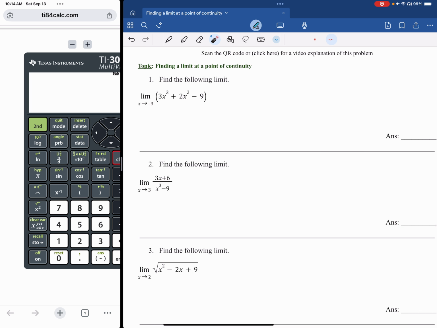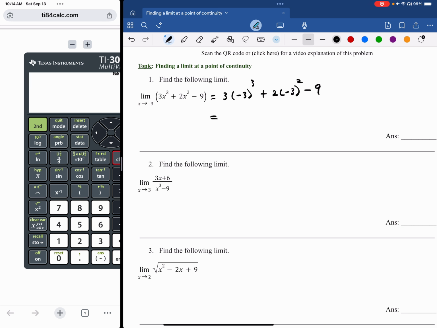It says finding the limit. The first one says the limit as x approaches -3 of the quantity 3x cubed plus 2x squared minus 9. So again, the first thing we always want to try is direct substitution. We look at the function, and wherever we see an x, we plug in the desired x value. In this case, that's -3. So I'm rewriting the function, evaluating it at -3.